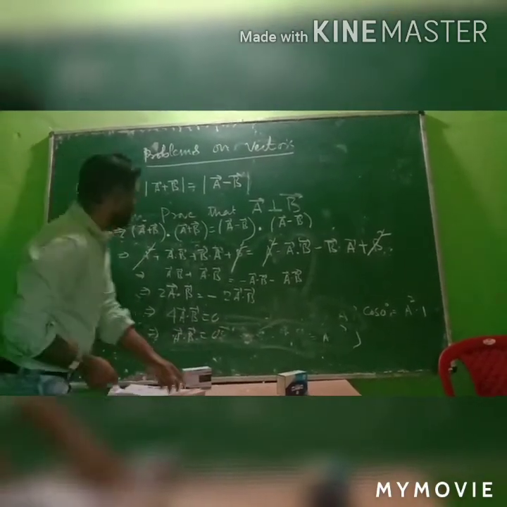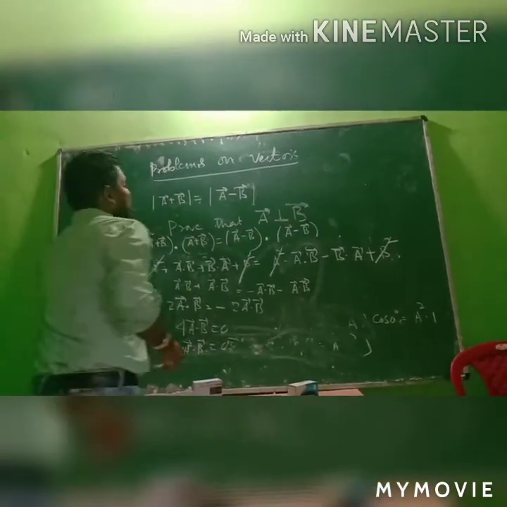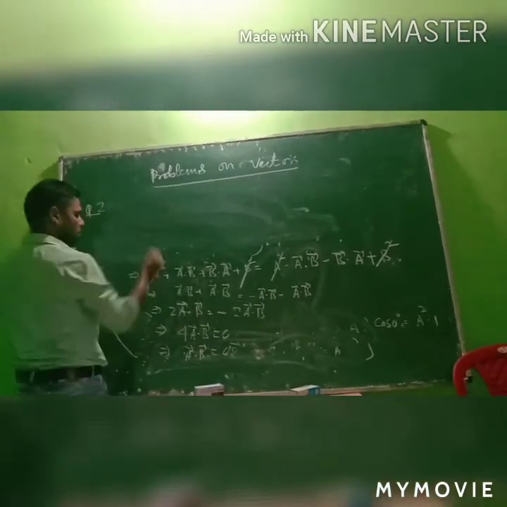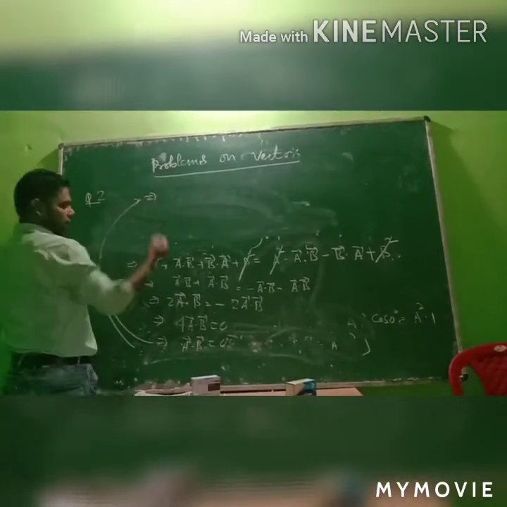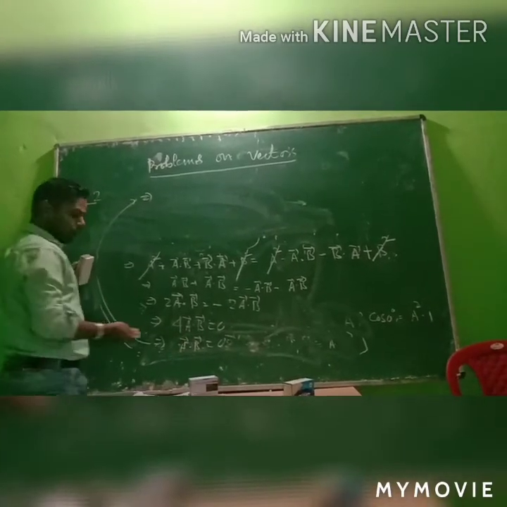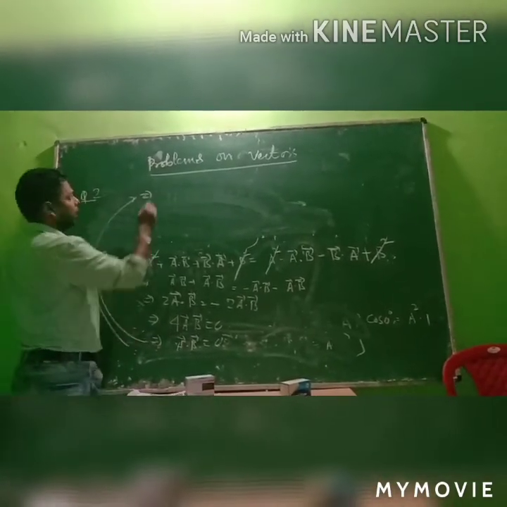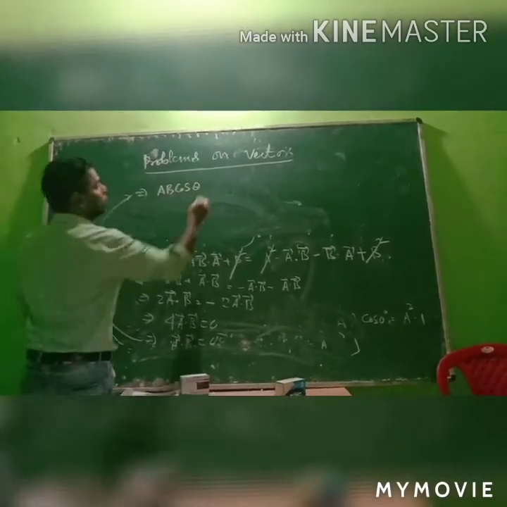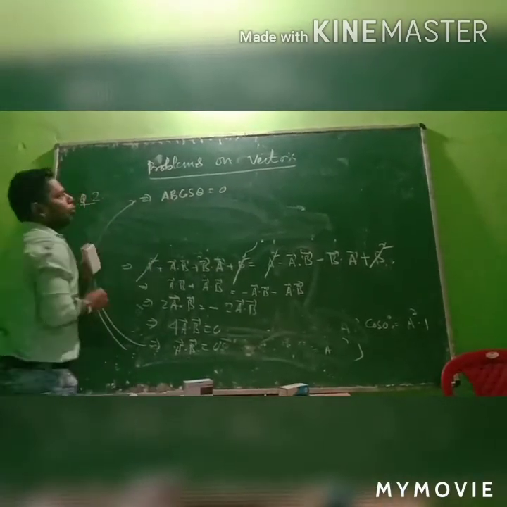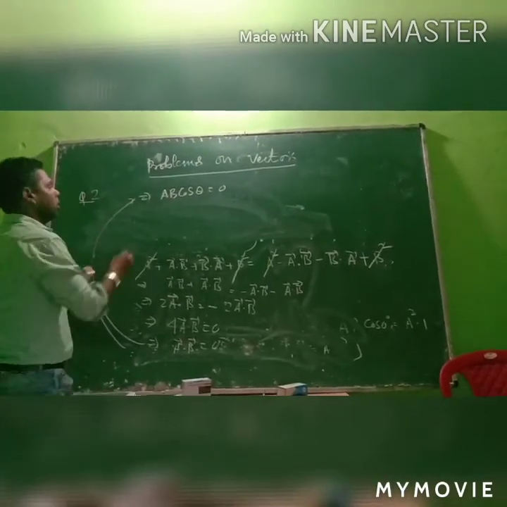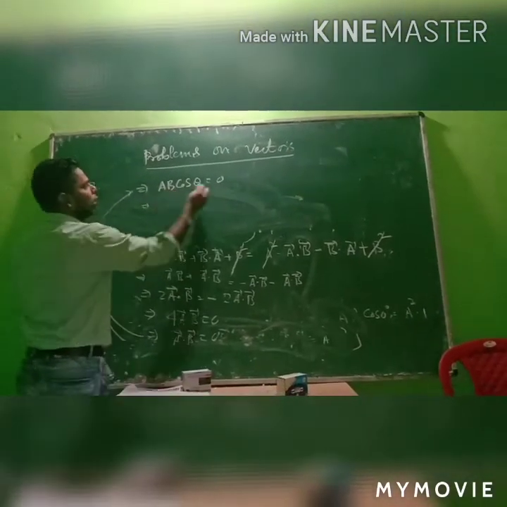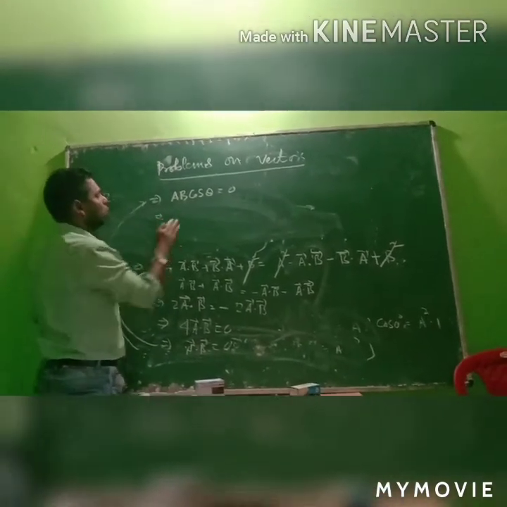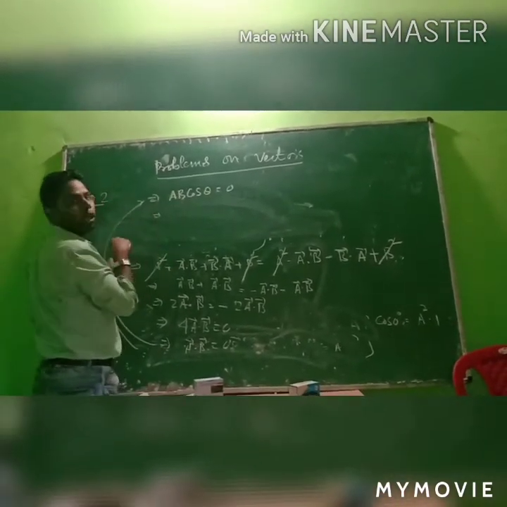Now I would like to write the last line at the top of the board, because of lack of space. A dot B, you know the dot product, we have already got the formula of A dot B, that is AB cos theta equal to 0. Since A and B are non-zero vectors, we have to consider them to be non-zero. Otherwise, if B is 0, you cannot divide 0 by 0. It's meaningless, indeterminate. You cannot find the value. So you have to consider A and B to be non-zero.